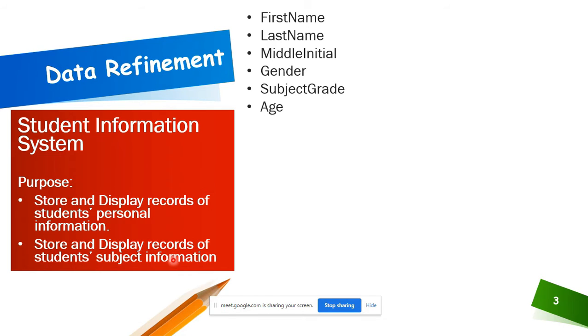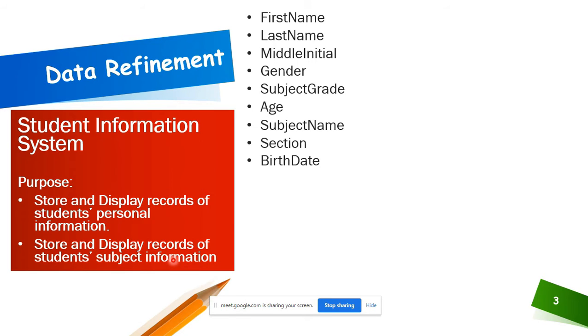Next, we also have the age pertaining to the personal information. Subject name. When we say subject name, an example is English. That is a record. Math is also a record. As a reminder, we already discussed the difference between table, record, and field names. Don't get confused between field names and records. Field names and records are different.